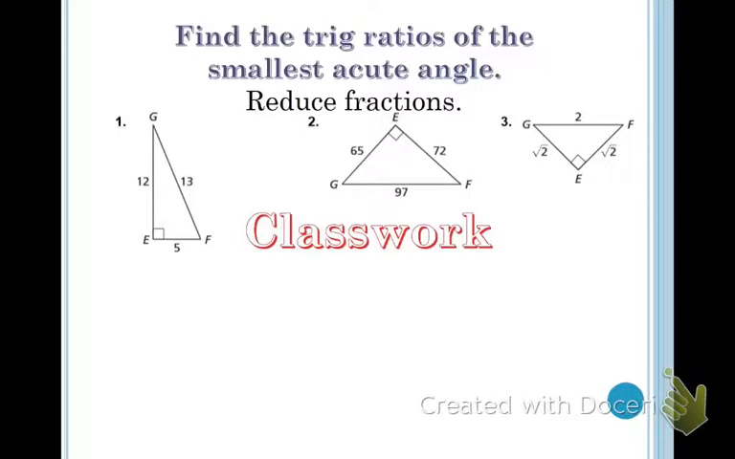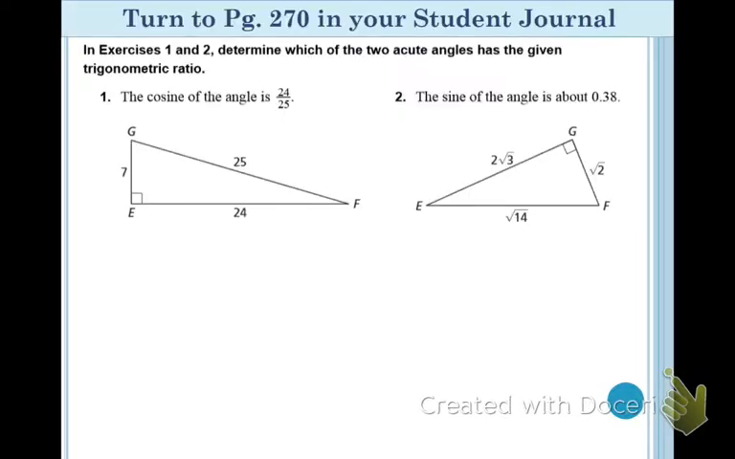Open up your student journal, page 270. Determine which of the 2 acute angles has the given trig ratio. So you should see in the middle-ish of the page on 270. We're finding out which angle has cosine equaling 24 over 25. So, what is cosine? What is the ratio? The what side over the what side?